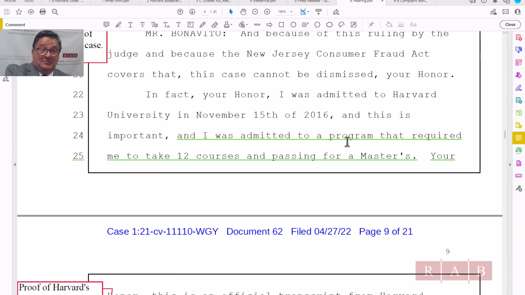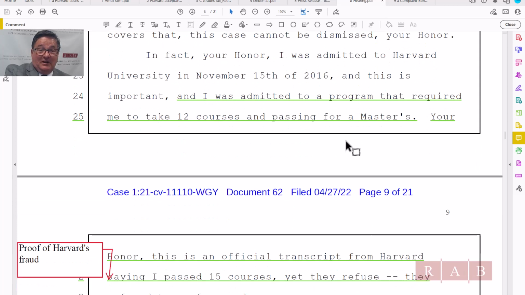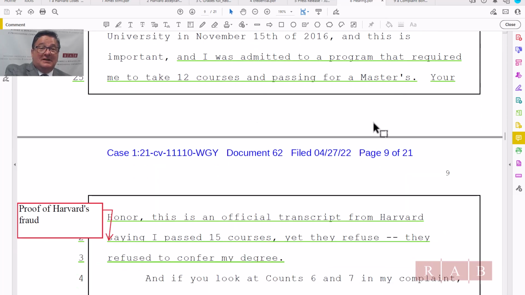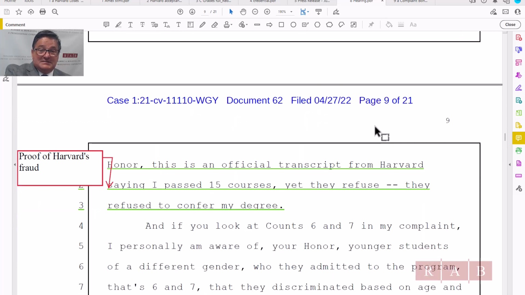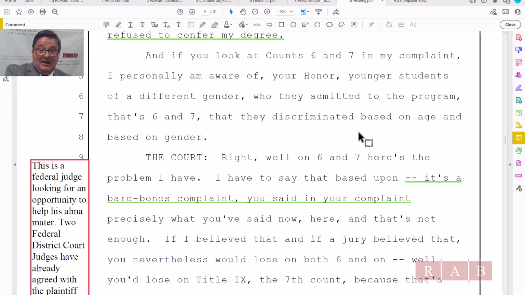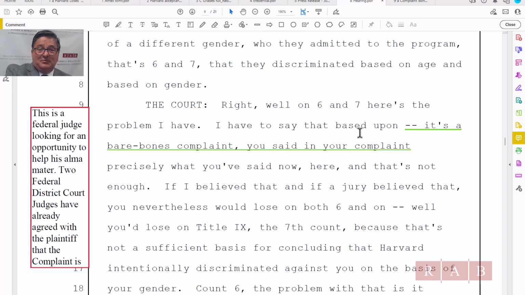I already told him there's false documents. I was admitted to the program. I took 12 courses, and I passed all the courses. I paid all the fees. If this went to court, it was a 98% chance I win. Okay, 98% before a fair judge, not before this judge. Now, it's a bare bones complaint. I submitted another complaint. I have 2 complaints. He didn't even look at it.